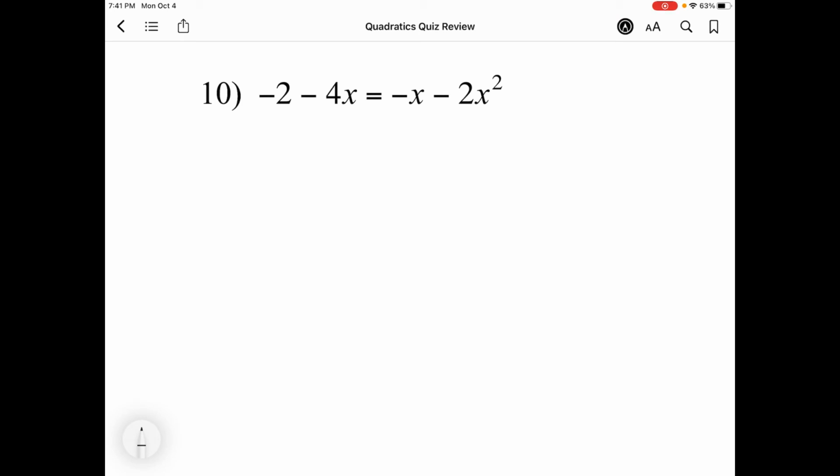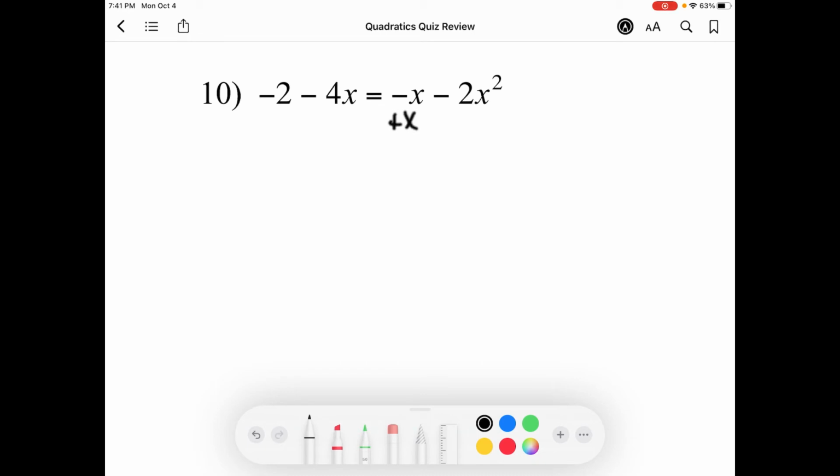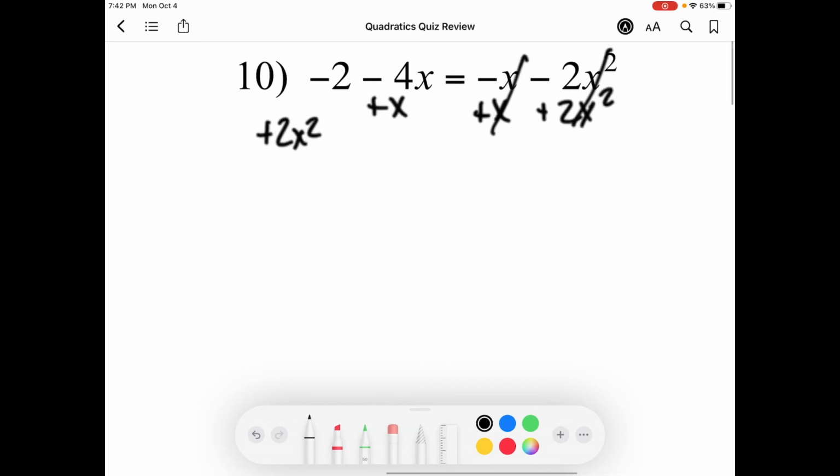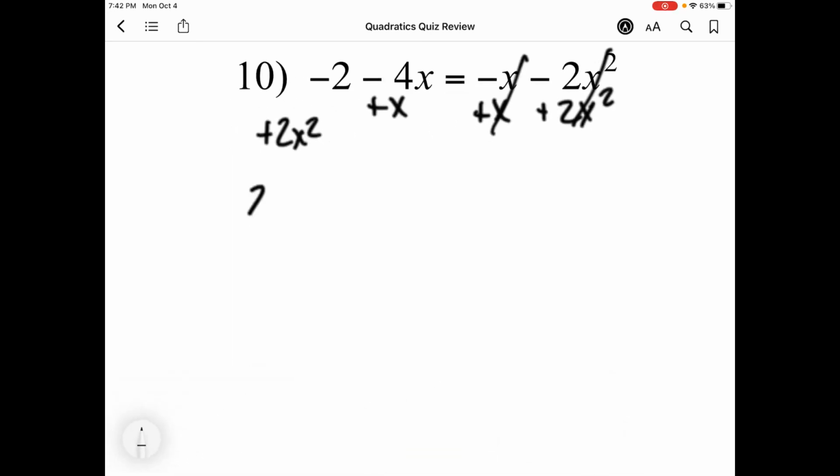So the first step, remember, we want to make this side equal to 0. So we've got to get rid of everything on that side. So first I'm going to add x to both sides. And then I'm going to add 2x squared to both sides. So these cancel out. Negative x plus x is 0. Negative 2x squared plus 2x squared is 0 as well. So we have 0 on that side. So what I'm left over with is 2x squared.